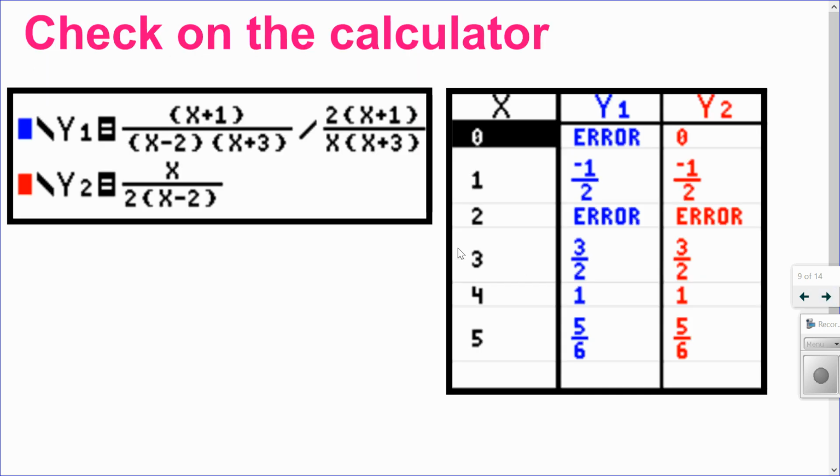Again, you can always check on the calculator. You can check everything in this chapter on the calculator. So original question in Y1, what I think the answer is in Y2. The check always happens in the table, and you can see for all the permissible values, Y1 equals Y2, so I've done it correctly.